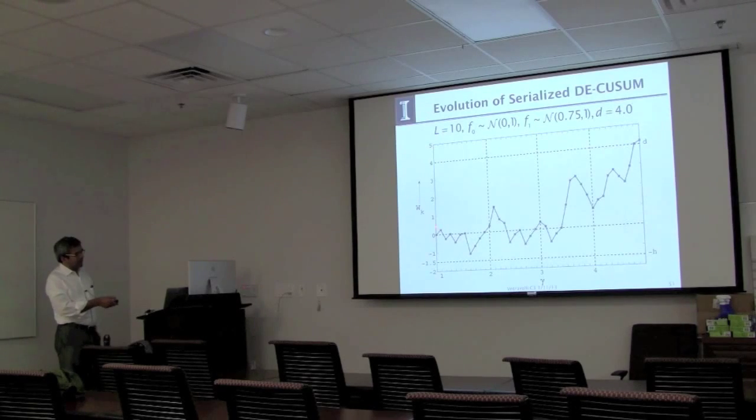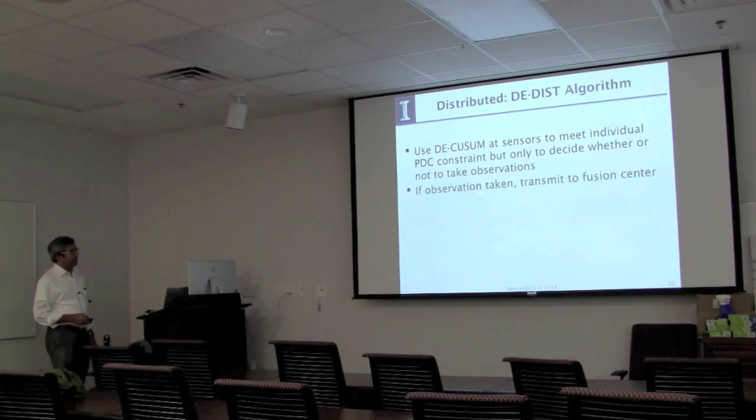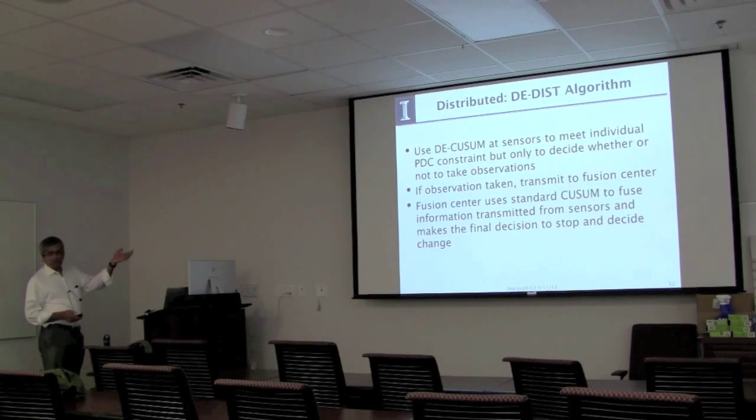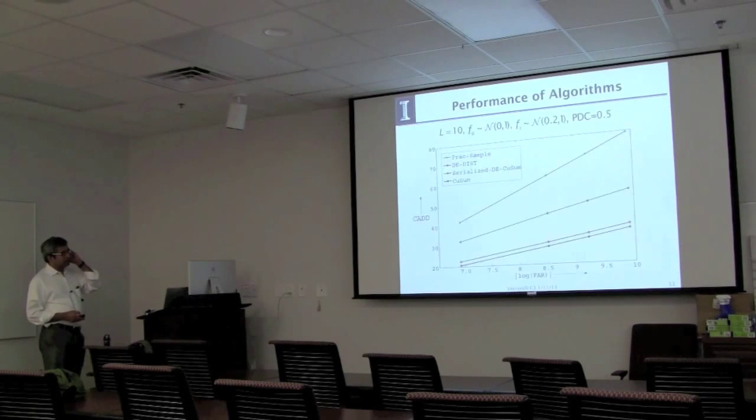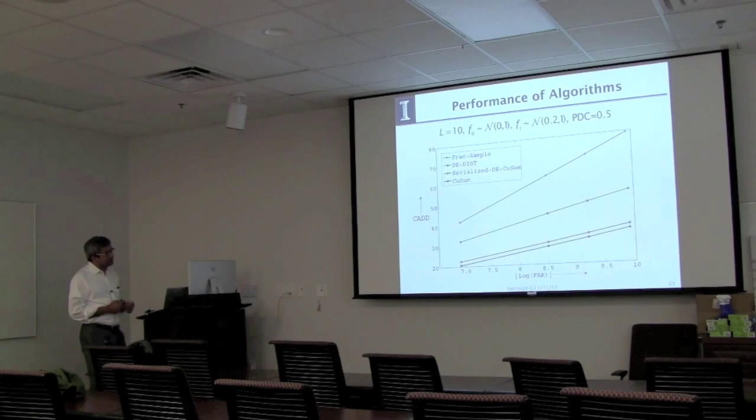Basically, if at some point you've taken observations from a bunch of sensors and the statistic goes below the threshold, you skip the next few sensors, and then wait for the statistic to go above the threshold again to start sampling the sensors. Very simple. And the distributed algorithm is also very simple to understand.